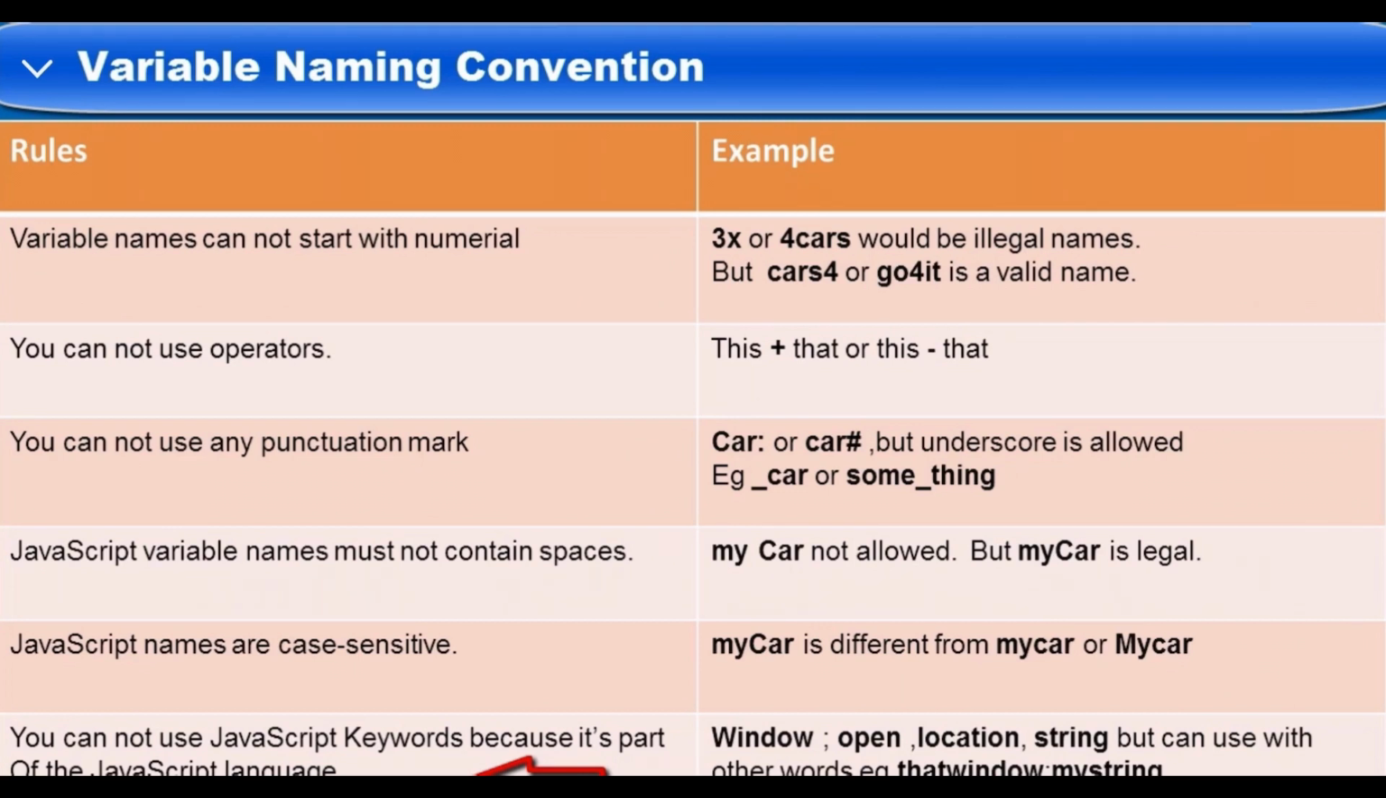For example, you can call a variable thatWindow, or maybe myString, or whatever. You can combine them with other text. That is acceptable. So these are just some key basic rules you need to take into consideration when you are giving your variable names. That's it for this video.